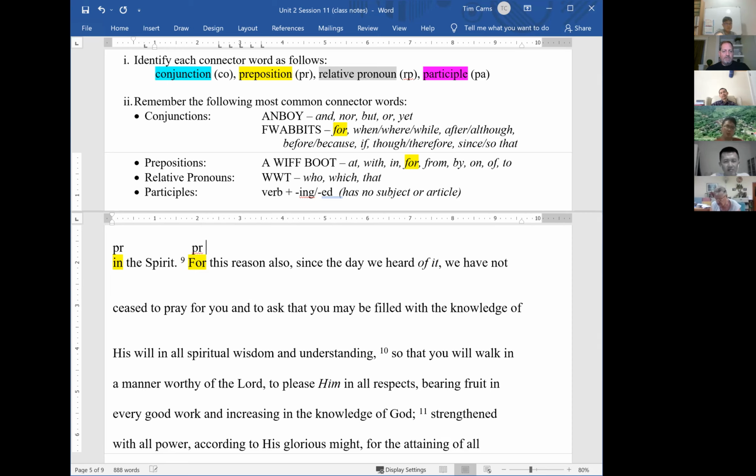Since. Since is a conjunction. Yes. Good. Okay, another word of it that we have talked about. Prepositional verb. And again, notice it's italicized here. So it's literally since the day we heard.